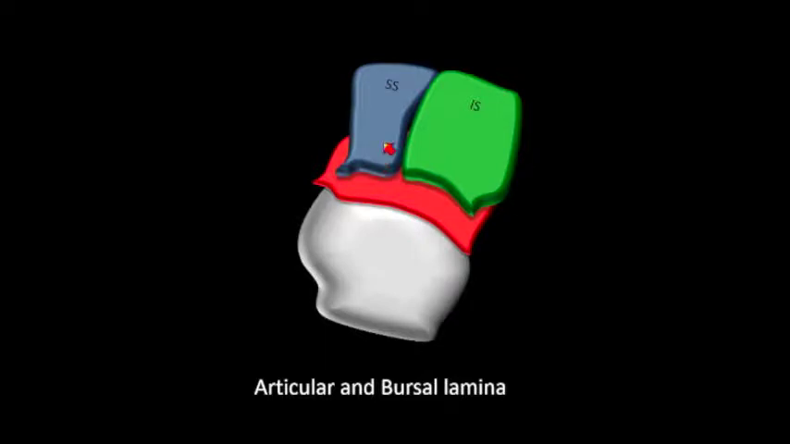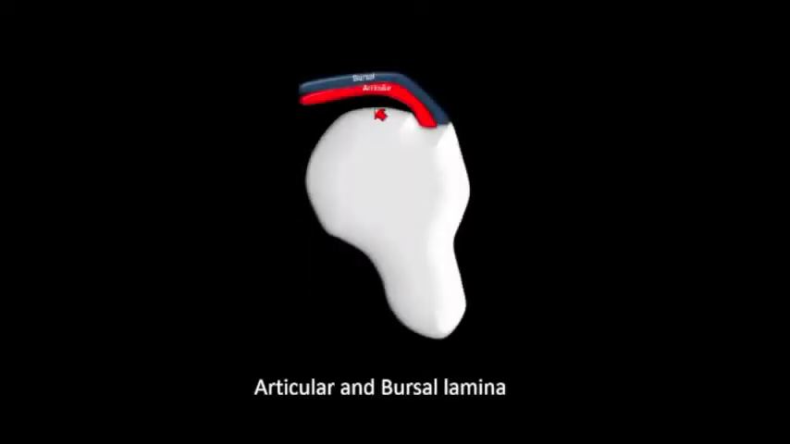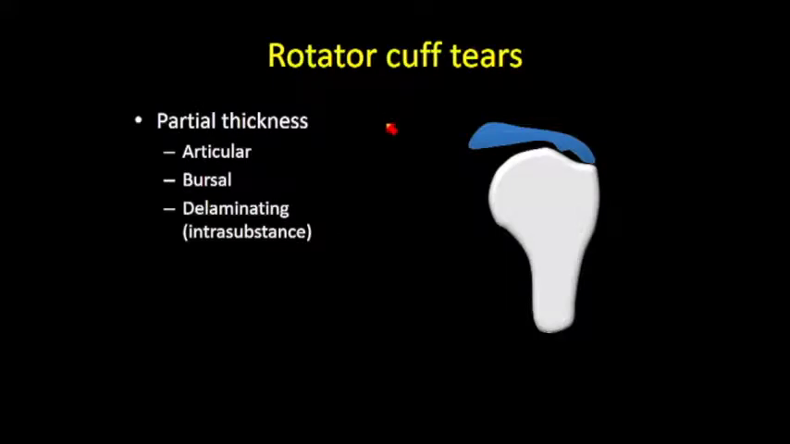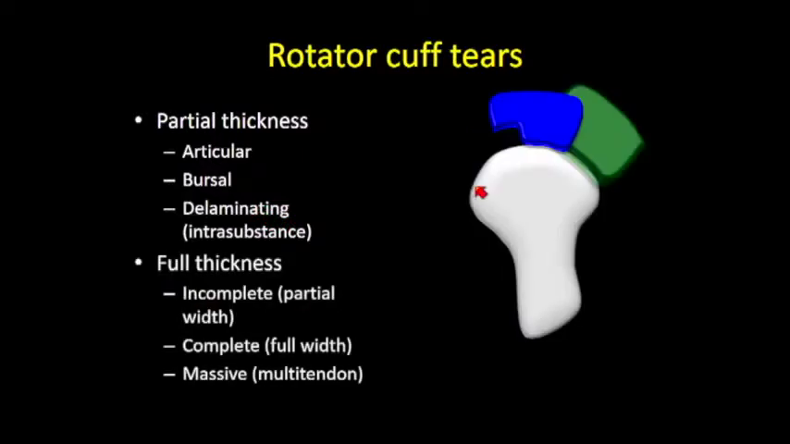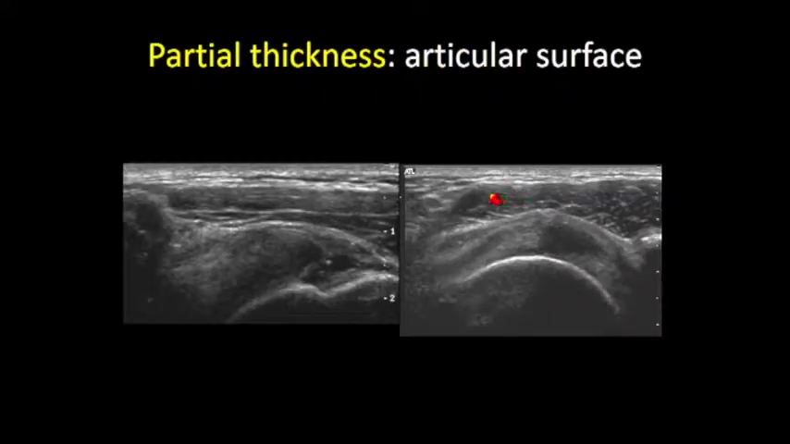And then in addition, both the supra- and infraspinatus tendons are bilaminar structures, so there's actually a bursal and articular lamina associated with that. So we see this reflected in the types of tears we see. In partial thickness tears, we can have either the articular or bursal lamina affected, or we can have a delaminating tear occurring between those two structures. And when we see full thickness tears, they can involve portions of a tendon, complete involvement of a tendon, or be massive. So let's take a look at a few examples to finish off.